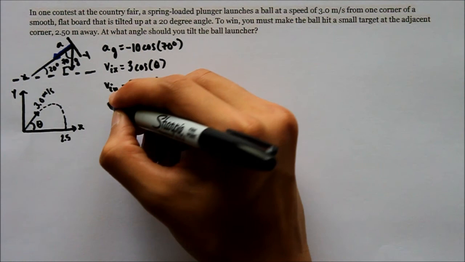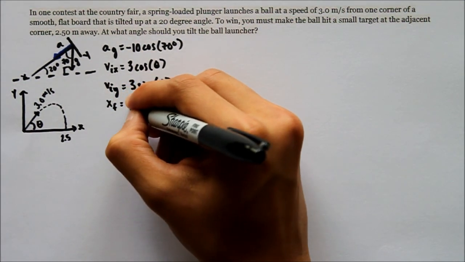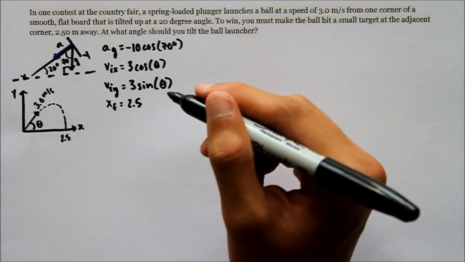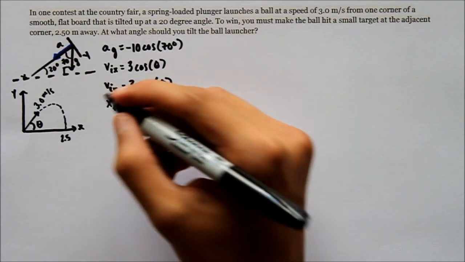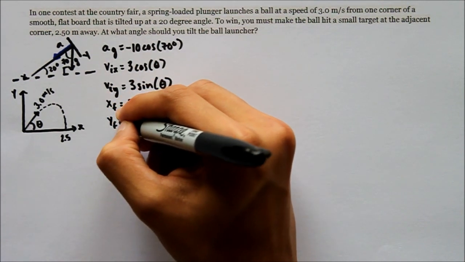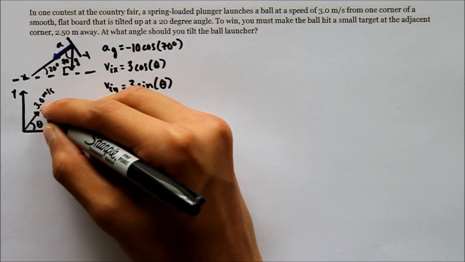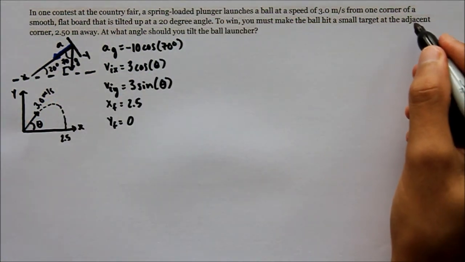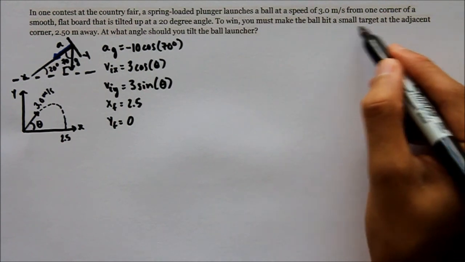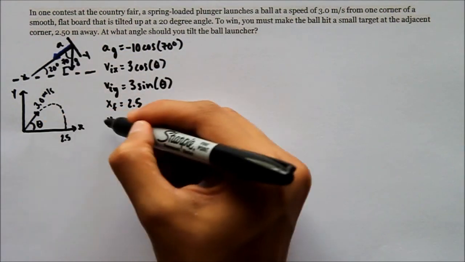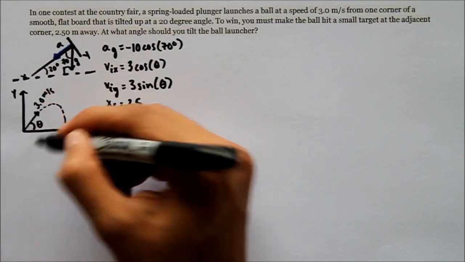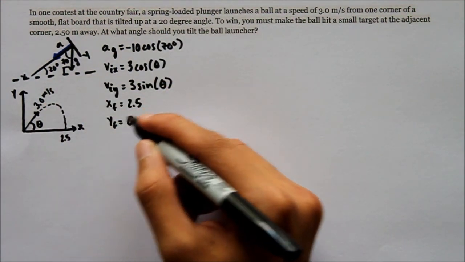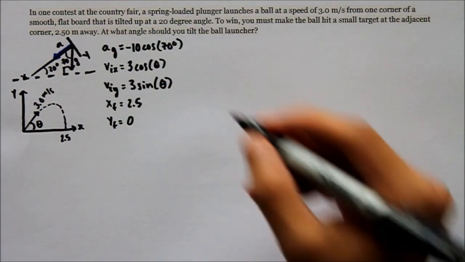And we know that our x final has to equal 2.5. And everything else starts at the origin, so we know our y initial is going to be 0 and our x initial is going to be 0. Along with, we know that y final is going to equal 0 as well, because we want it to go straight up and land. It says that the small target is at the adjacent corner, so it's going to be along the x-axis, no magnitude for y. So now that we have those two, we're going to start using our kinematic equations.